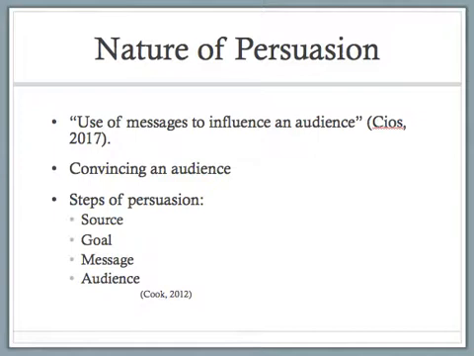What is persuasion? It is the use of messages to influence an audience. It is basically trying to convince an audience to do or think something specific. Persuasion begins with the source, or the persuader, who has a goal they want to accomplish. They must think of who they need to speak to get what they want, which is the audience, but also have to think of how they are going to go about convincing such an audience through a message.